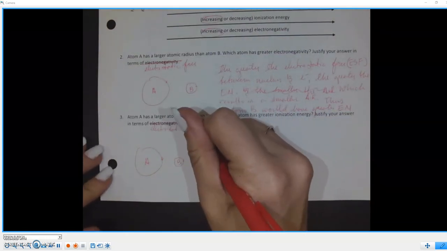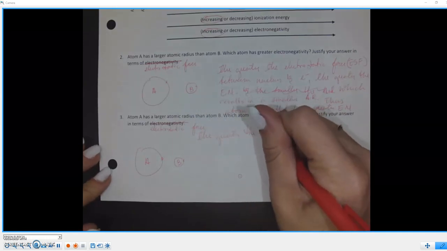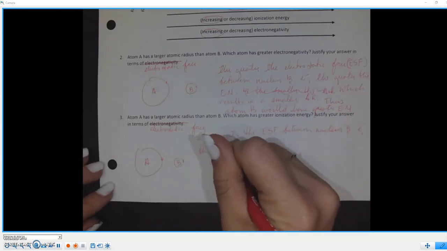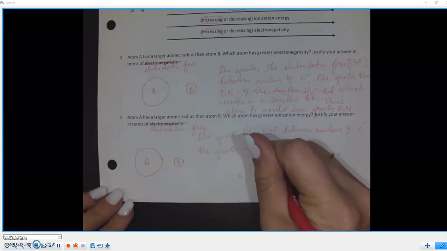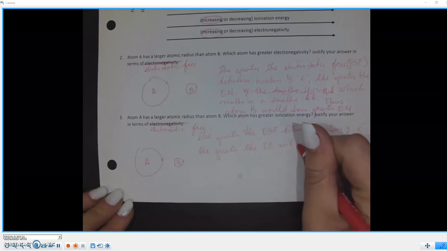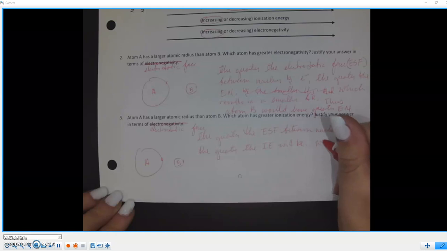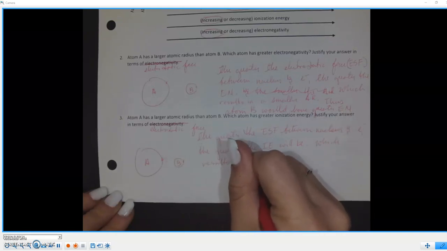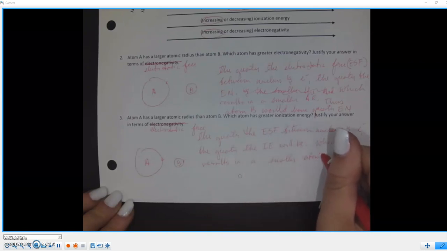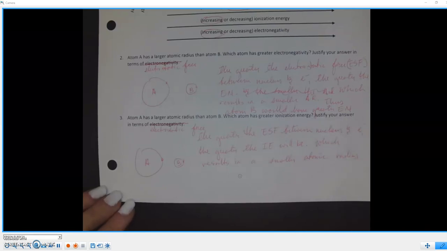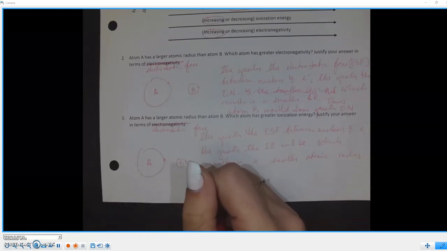So the greater the electrostatic force between the nucleus and electrons, the greater the ionization energy will be. And so again, we're going to say, which results in a smaller atomic radius. Okay. And so now that we've recognized that this small atomic radius means a greater attraction, which would suggest that we have a higher ionization energy, then atom B would have greater ionization energy.